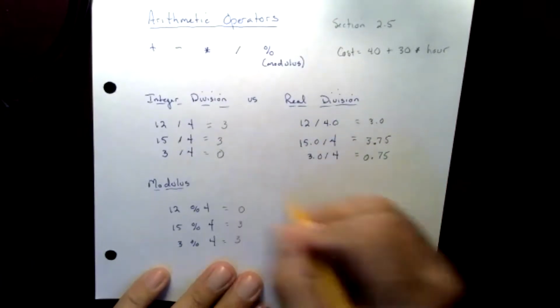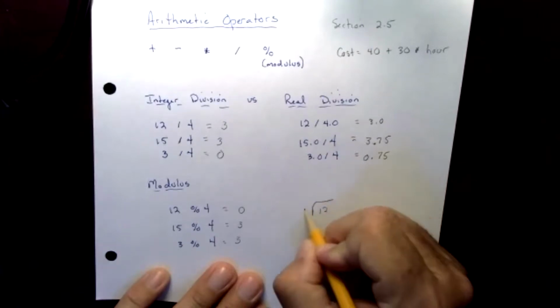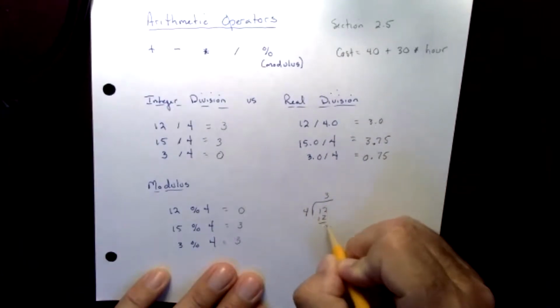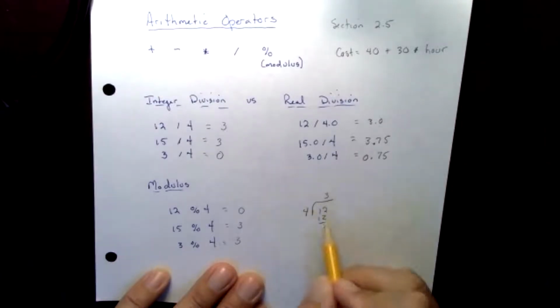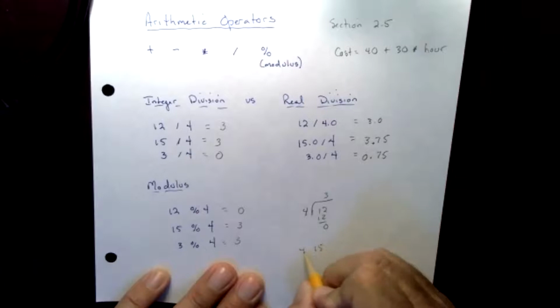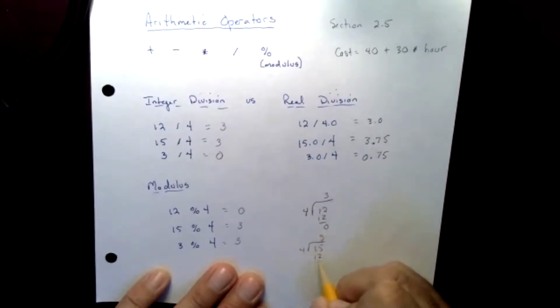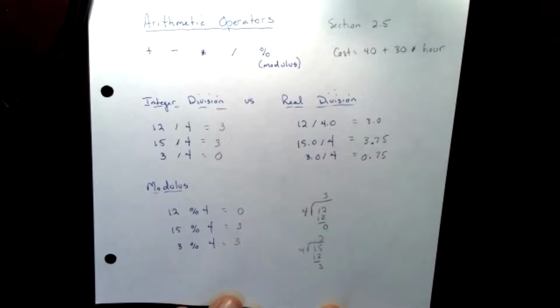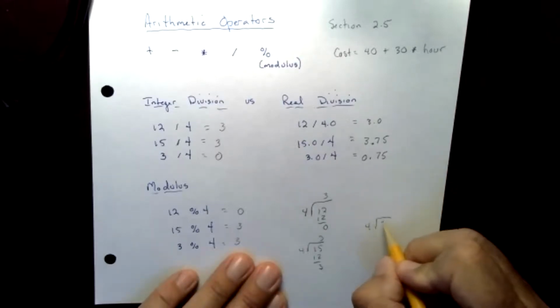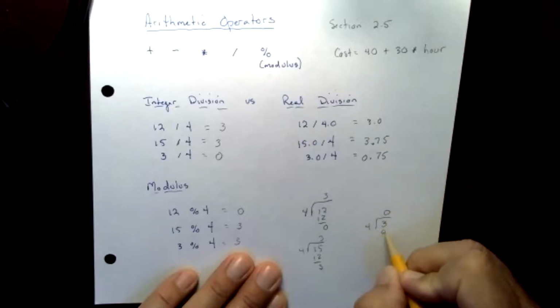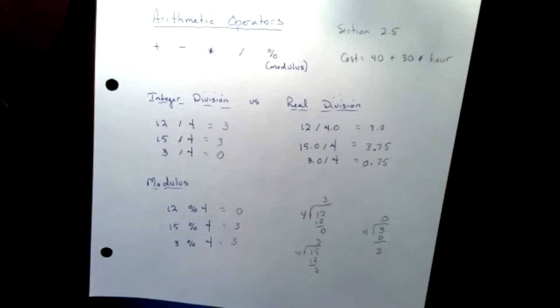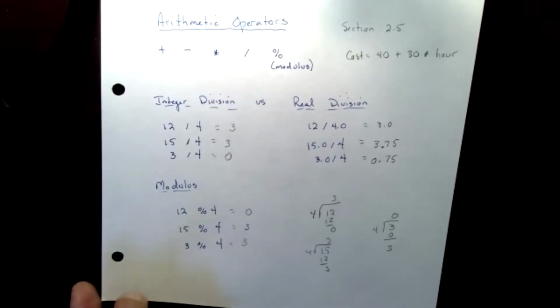Again, start thinking of that first one. 12 divided by 4 goes in 3 times and the remainder is 0. 15 divided by 4 goes in 3 times, and its remainder is 3. If I said 3 divided by 4, it goes in 0 times. Its remainder is 3. Silence is consensus. Okay, good.